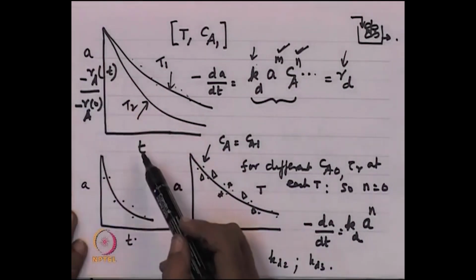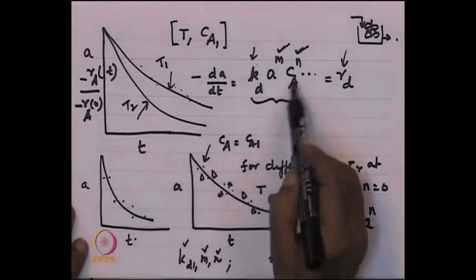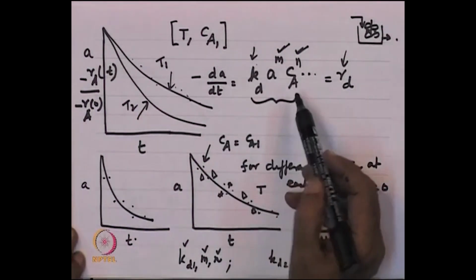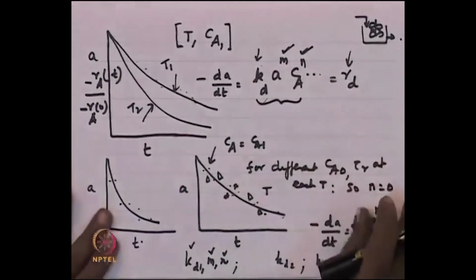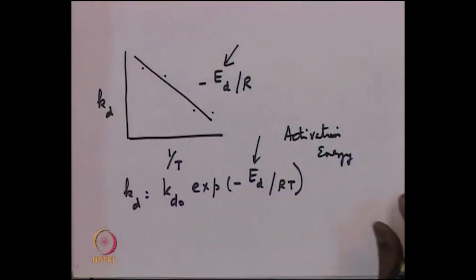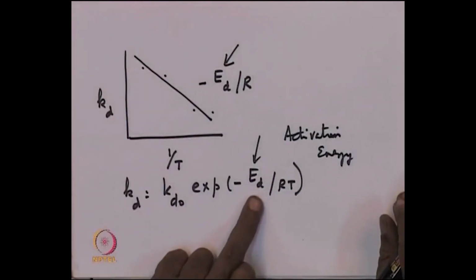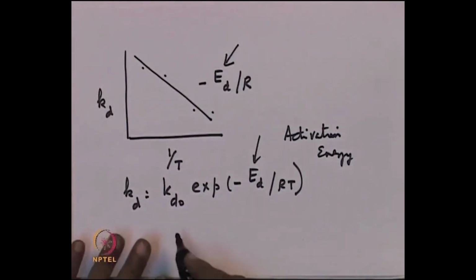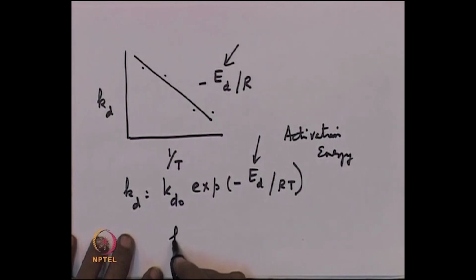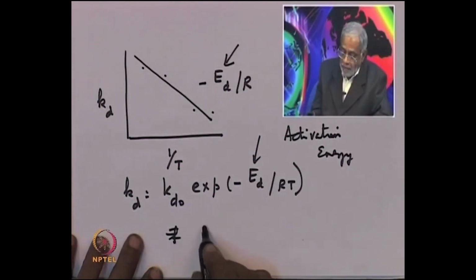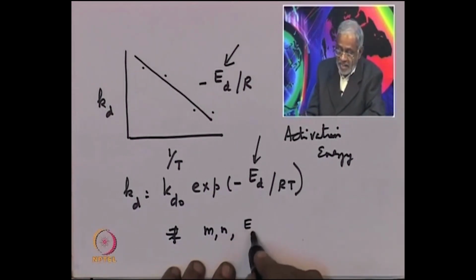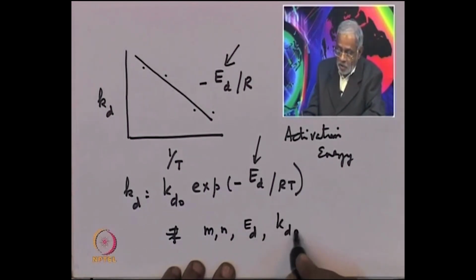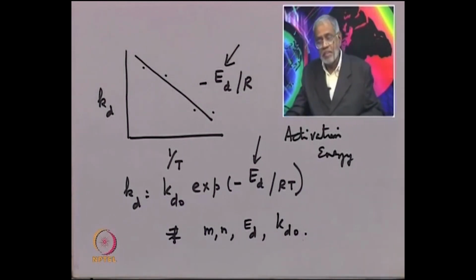From the activity as a function of time data, we have fitted to a model like this and found out the value of M, N and Kd. This Kd is at different temperatures, and then we have plotted this Kd versus 1 by T and found out the activation energy for deactivation. So, our deactivation experiments give us M, N and Ed and Kd0. So, these 4 parameters come from our deactivation experiments.